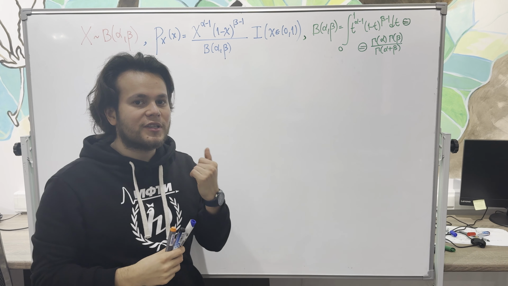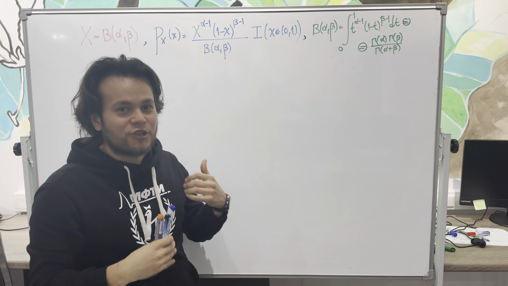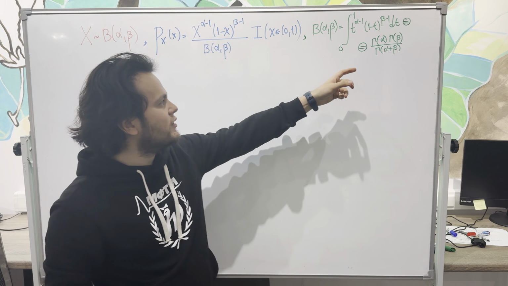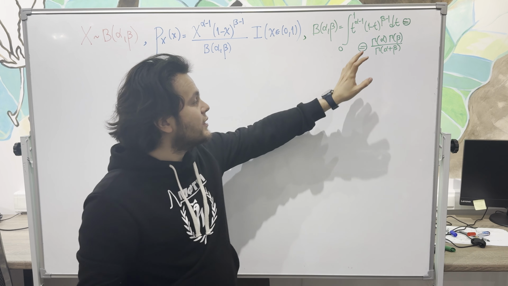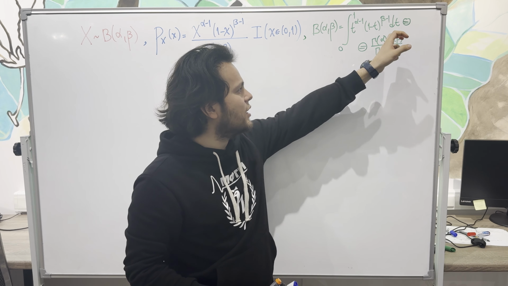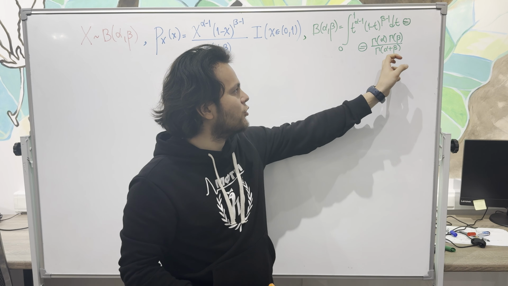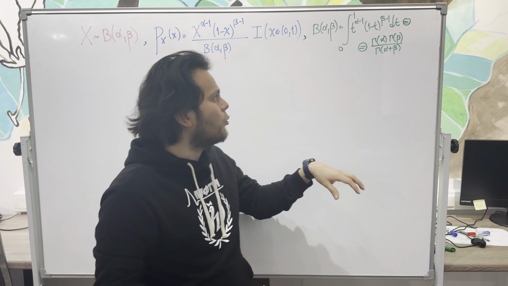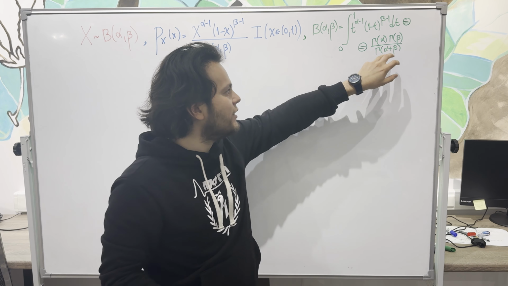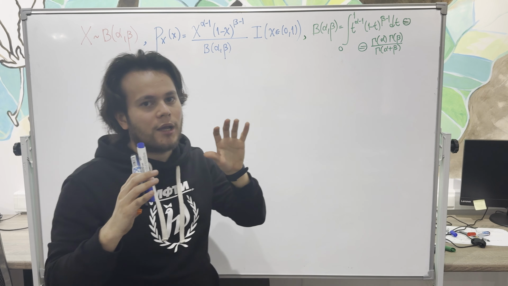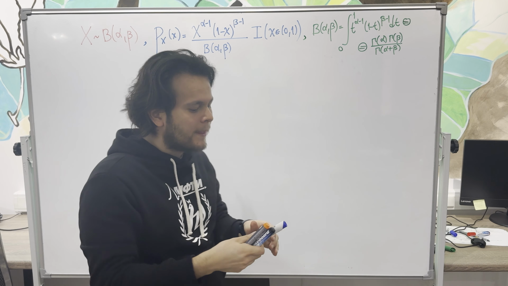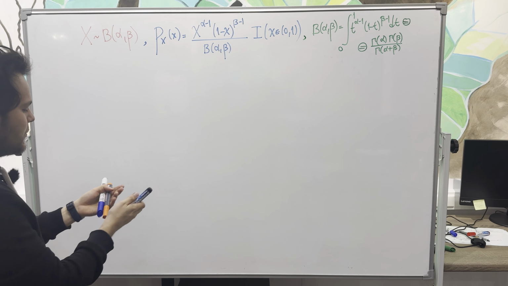But we can also express the beta function in terms of the gamma function. So the beta function of alpha and beta is given by the gamma function of alpha times the gamma function of beta over the gamma function of alpha plus beta. Okay, so we will have to use this definition and this one for computing the expected value and the variance.